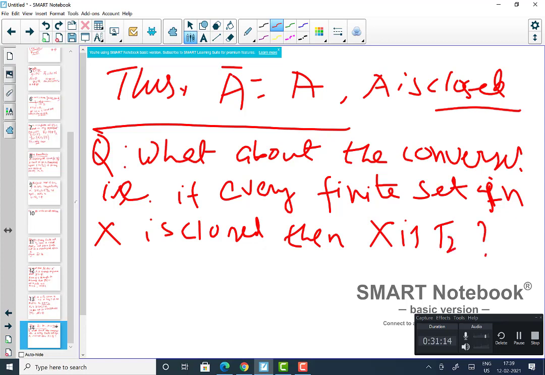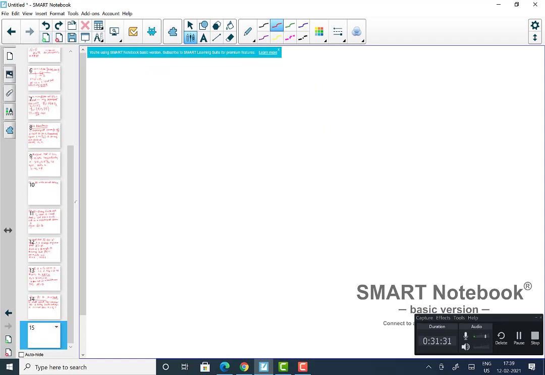This is true. So if you know that every finite set is this, then what happened? Okay, so if you think about this problem, then you know that this problem is not true. Okay, for example, let me write down that answer. So the answer to this question is no, this is false actually. If every finite set is closed, that does not mean that the space is Hausdorff. Okay, and you need to give an example, obviously.